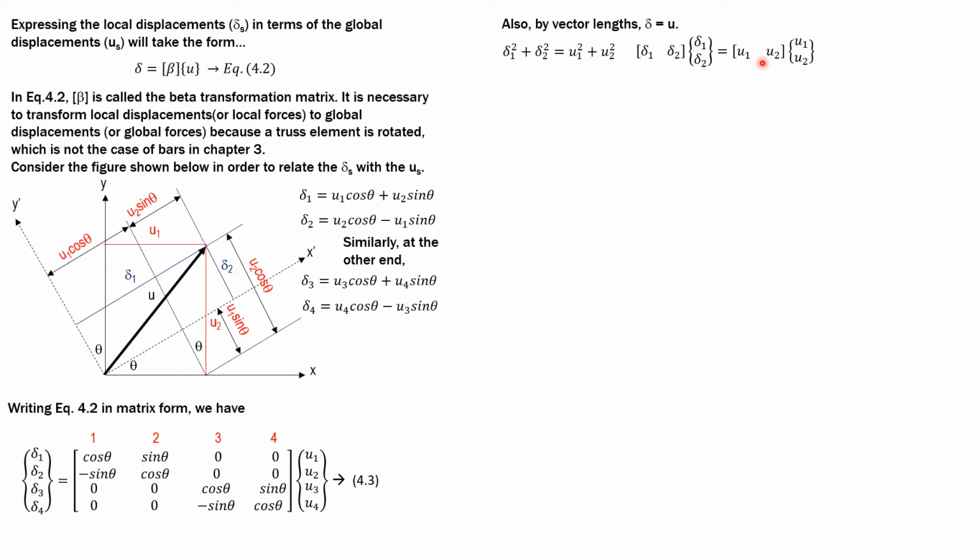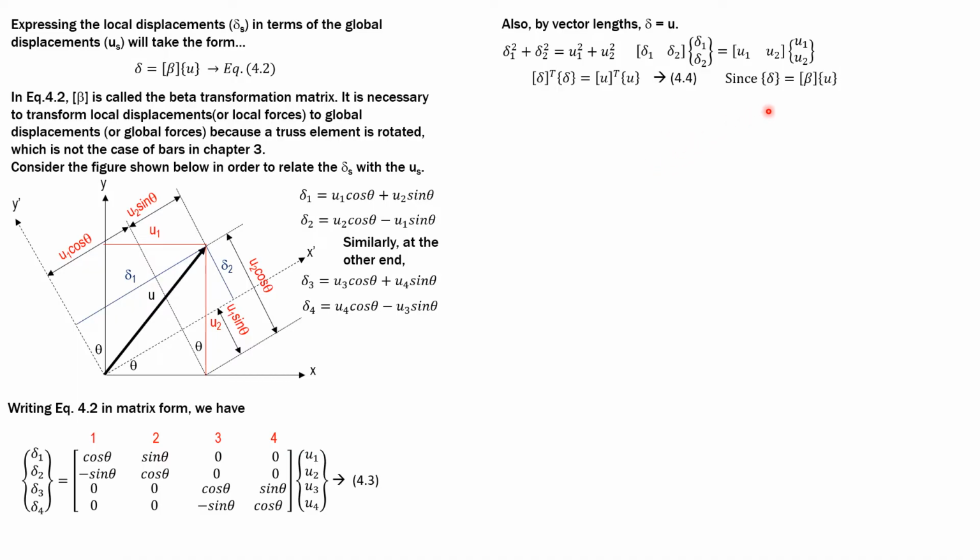Take note that they're the same. Considering the column matrix delta 1, delta 2 as delta, and this u1, u2 as u, this row matrix would be the transpose of the delta matrix. So this is delta transpose times delta equals u transpose times u. Call that equation 4.4.